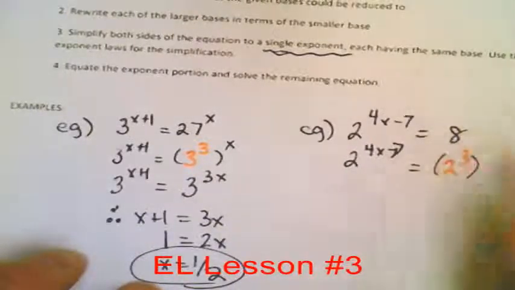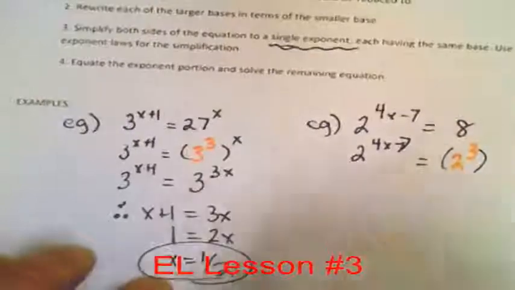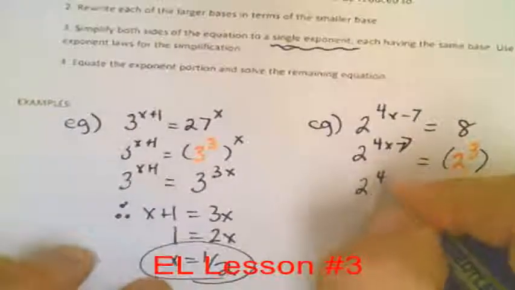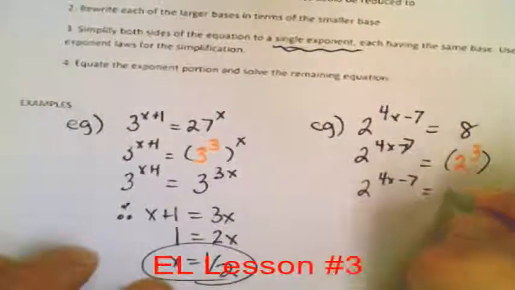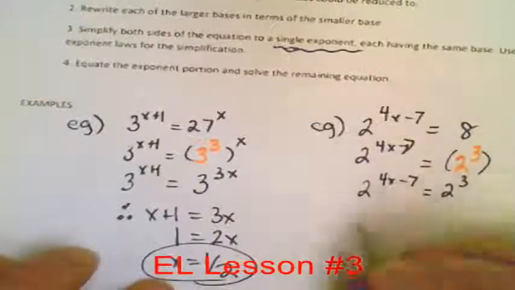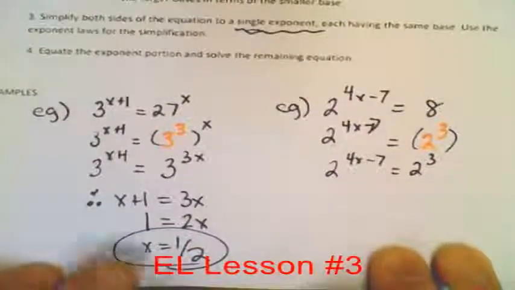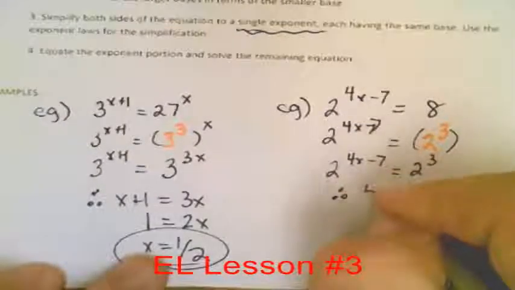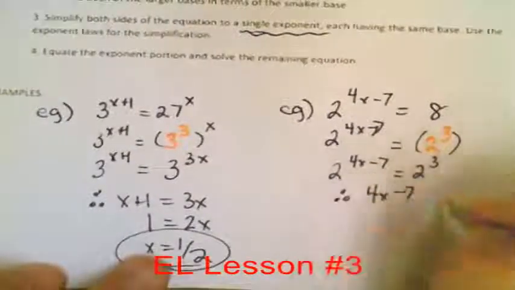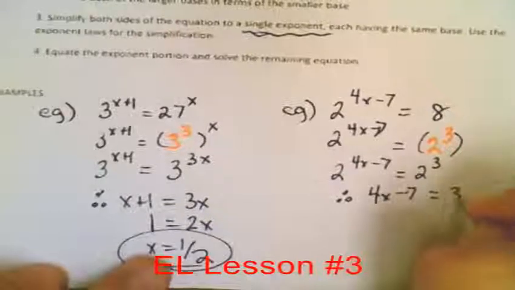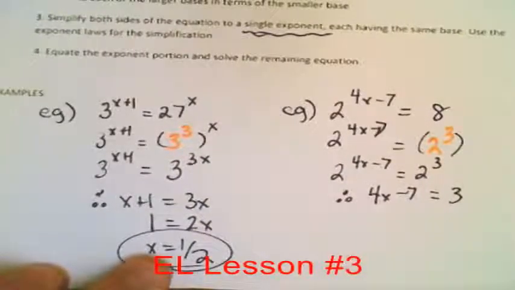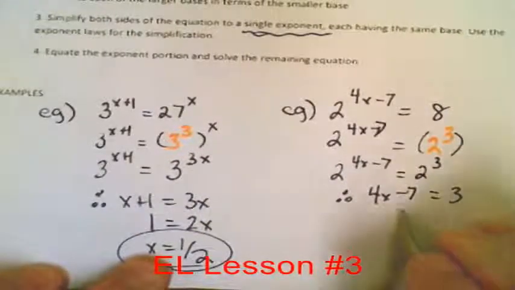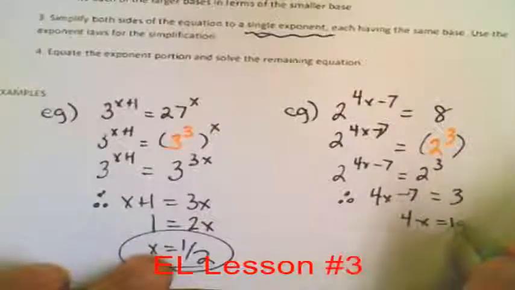What is 8 as a power of 2? Well, that's 2 cubed. So once that's done, I get 2 to the power of 4x minus 7 equals 2 cubed. And once I've got a single exponent on each side with the same base, I can ignore the bases. I don't have to look at them, because I know that one side's exponent, 4x minus 7, has to equal the other side's exponent, 3.